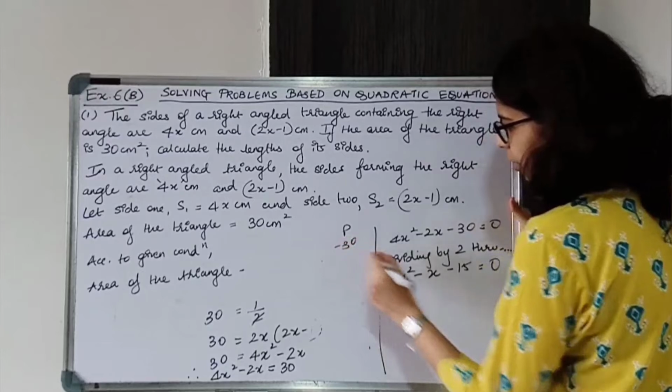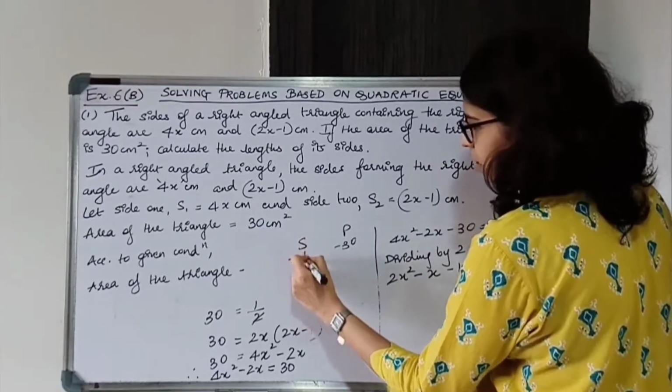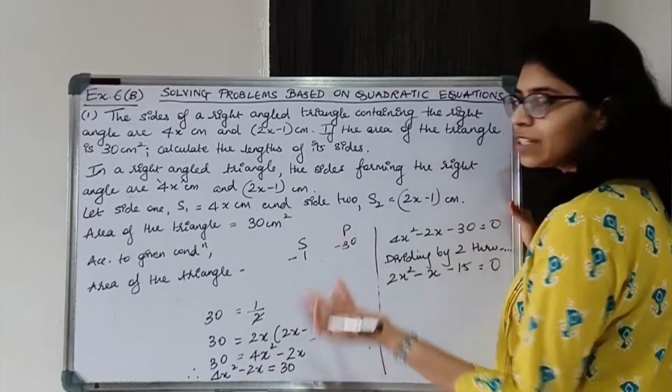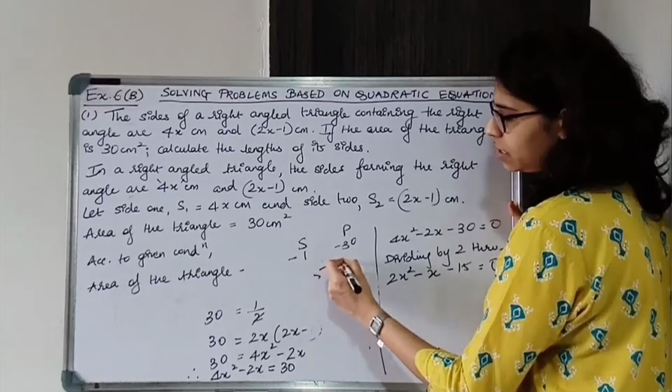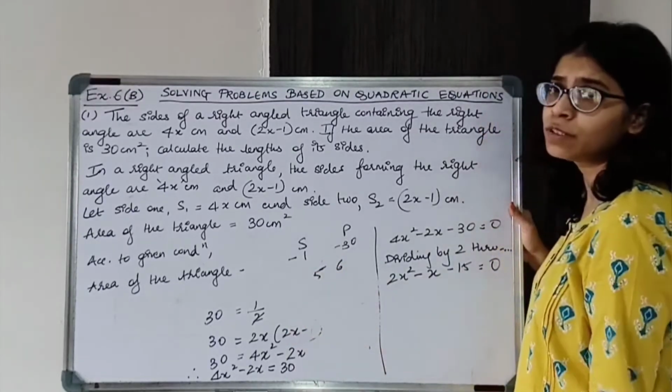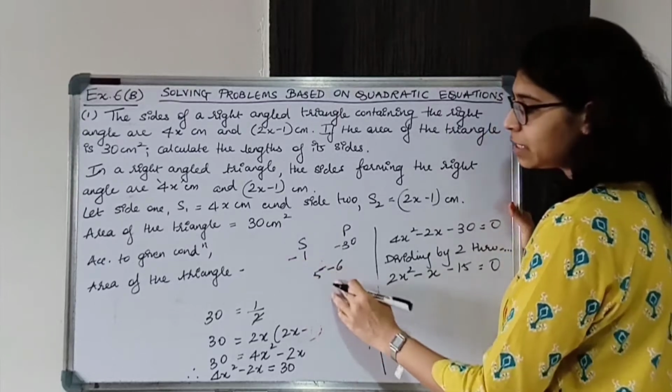That is 2 into minus 15, and the sum is minus 1. So 5 and 6 are the factors, the difference is 1, okay. So 5 and 6. Now which one will be positive, which one will be negative? 6 will be negative. The sign of the sum is the sign of the greater number.